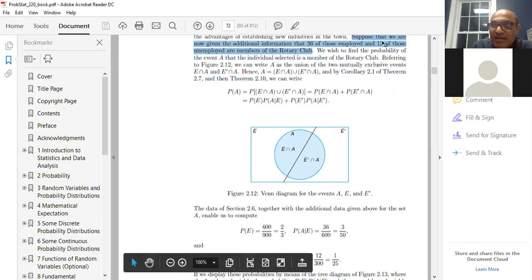Let me share my whiteboard so that the idea will be more clear to you. Now I am looking for, as I told you, that probability. We can write A as the union of the mutually exclusive events E intersection A and E dash intersection A. Let me draw the picture. If I draw the picture like this, this is my total set, and here I divide it into two parts. This is my employed part and this is my unemployed portion.